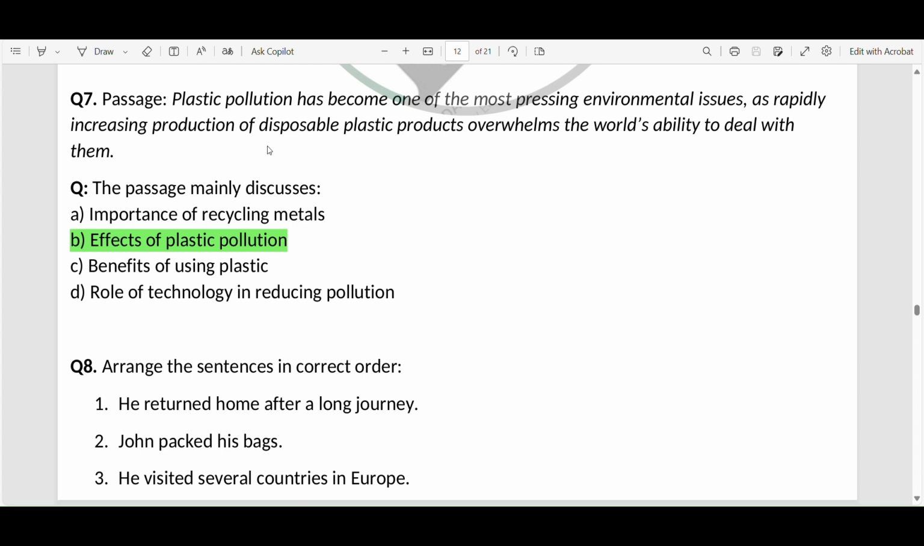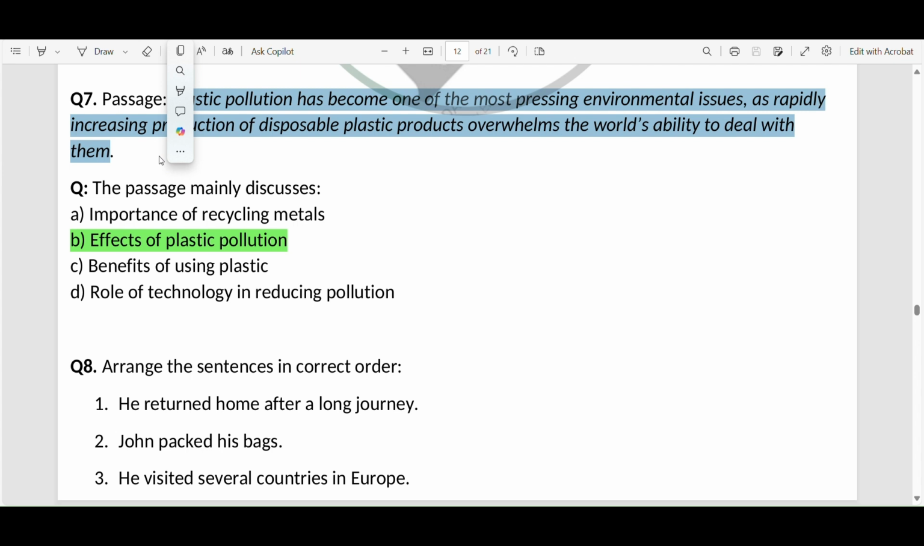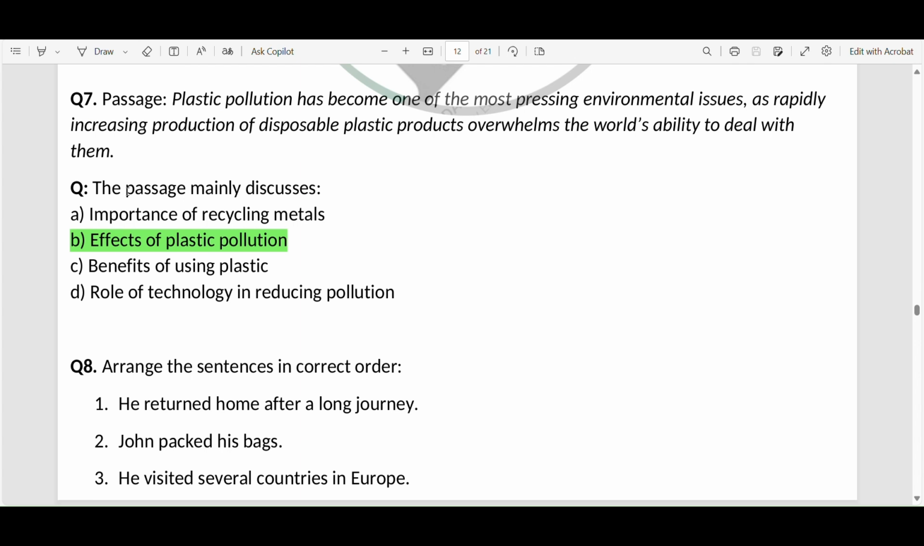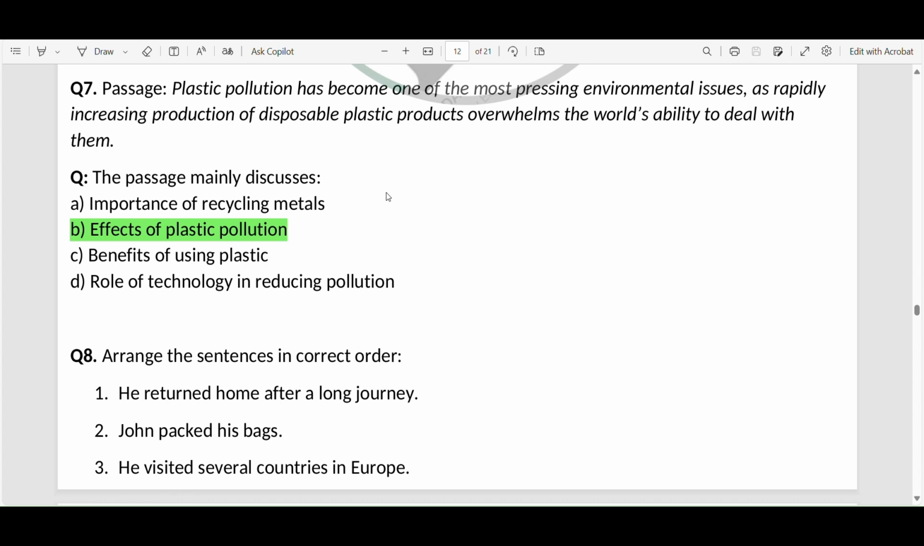So that's the main thing mentioned in this passage. After this passage we are having a question. The passage mainly discusses what? That means, see, importance of recycling metals. Metals is not at all there in the passage, right? So we need to keep this out.